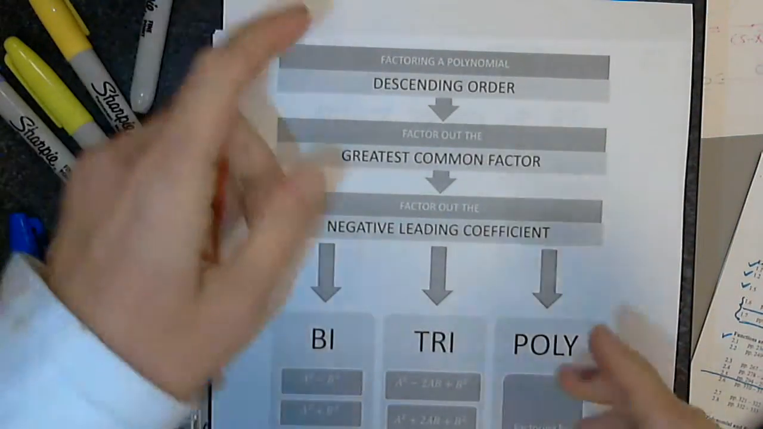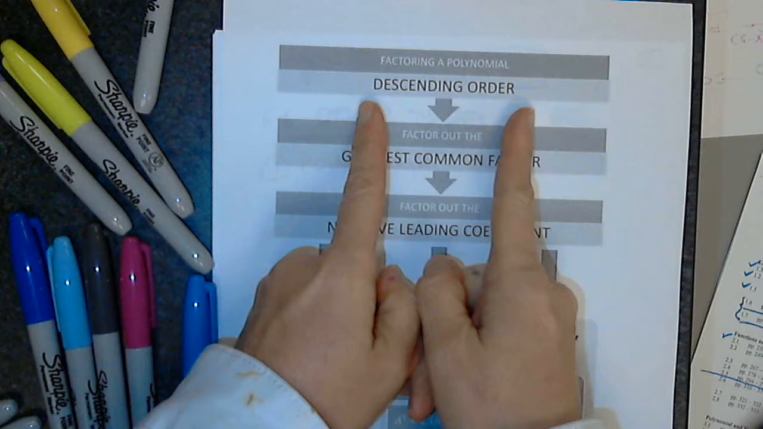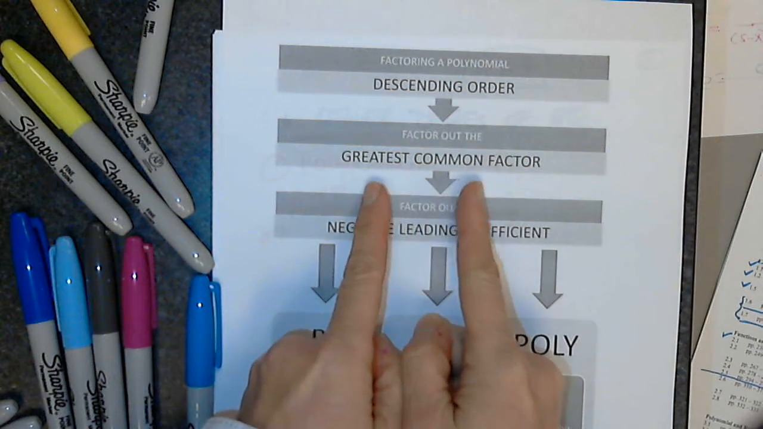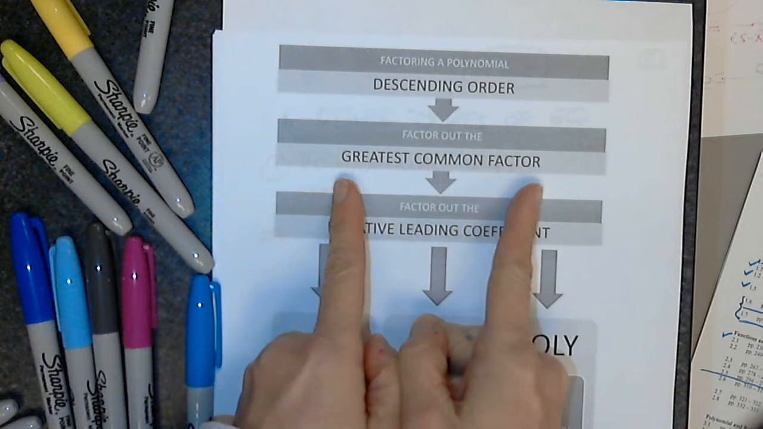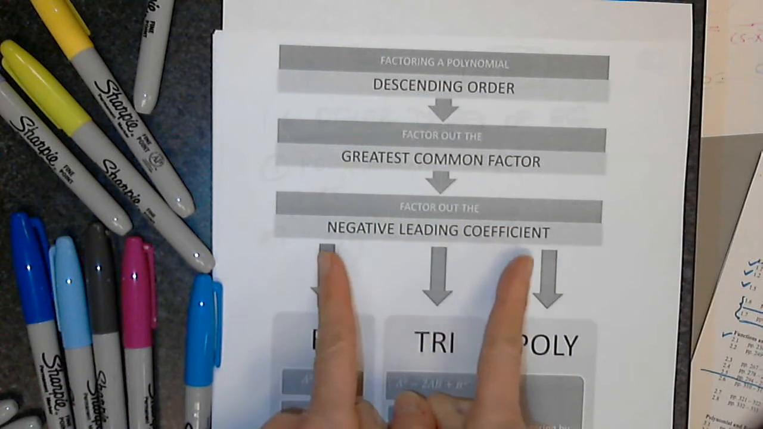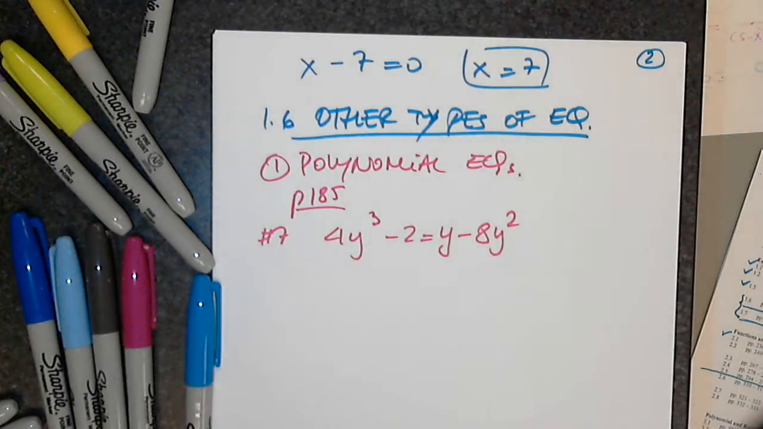The very first step is make sure that everything is in descending order. My second step is always find the greatest common factor, if there is one. And my next step is find that if it has a negative leading coefficient, pull it out. So now please tell me what to do next, based on the strategy.